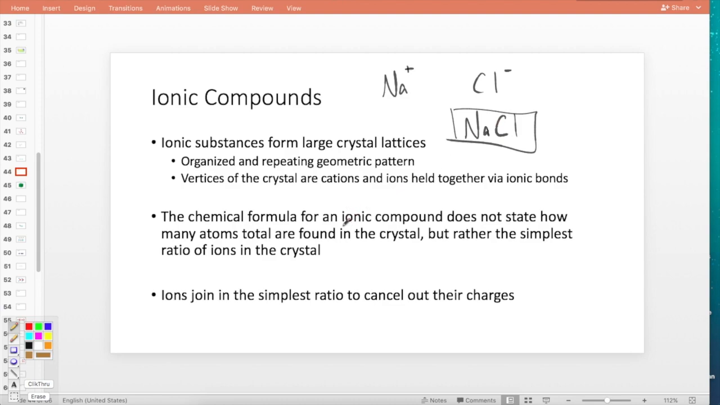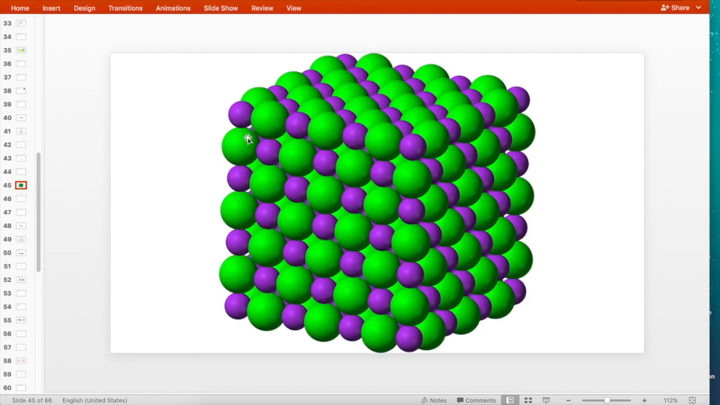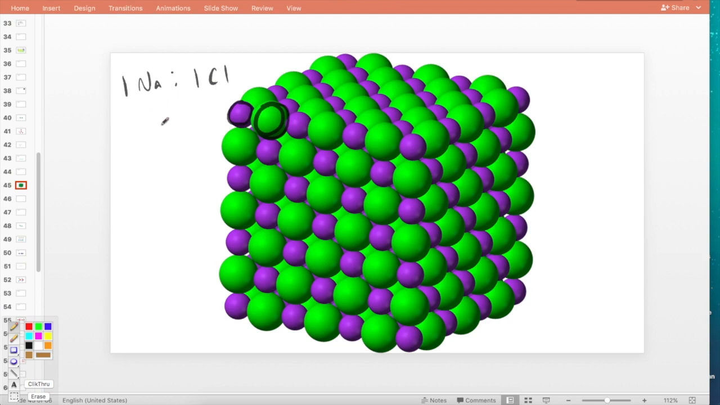Instead, and this is only true for ionic compounds, we will see something else for covalent compounds. For ionic compounds, the fact that there is a 1 and a 1 shows me the simplest ratio of ions in the crystal. In other words, if I were to go through here and count up every single sodium ion and every single chlorine ion and find a ratio between them, I would get a 1-to-1 ratio. For every 1 sodium, I would find 1 chlorine. That's the simplest ratio, 1-to-1. Therefore, my formula would be sodium 1, chlorine 1. We never write the 1: sodium chloride.